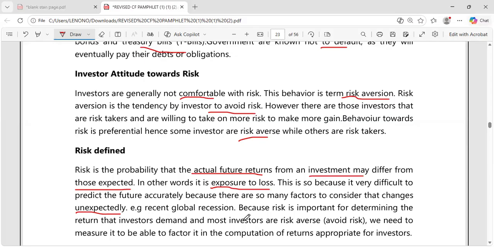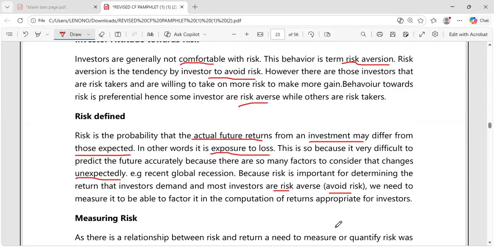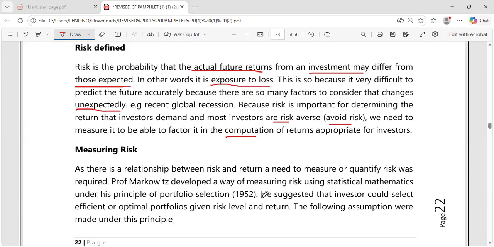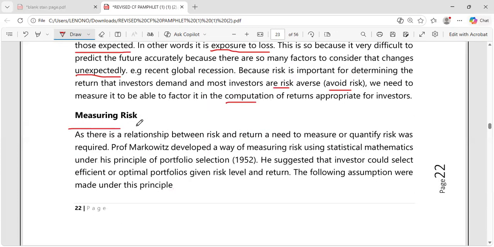Because risk is important for determining the return that investors demand, and most investors are risk averse, avoiding risk, we need to measure it to be able to factor it into the computation of returns appropriate for investors. Measuring risk. As there is a relationship between risk and return, a need to measure or quantify risk was required.